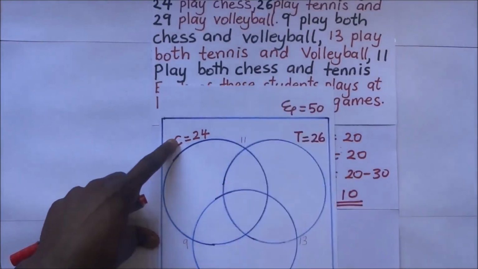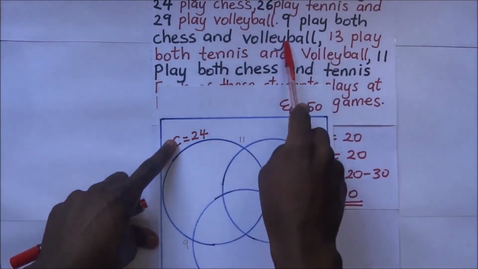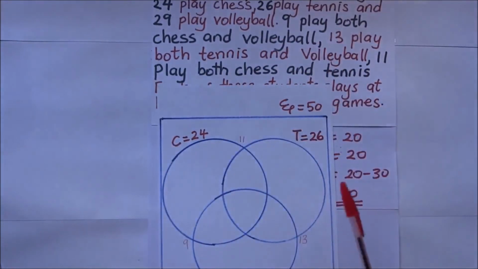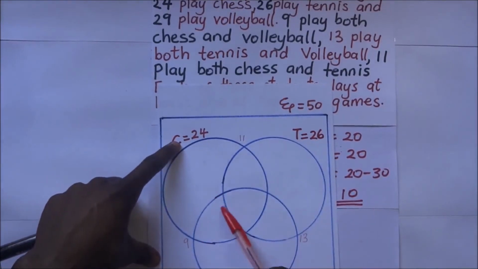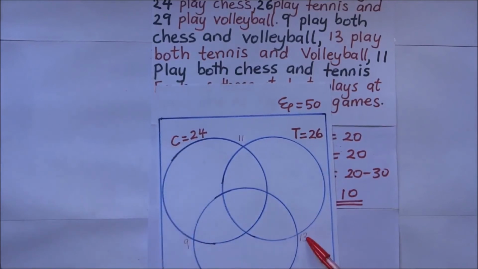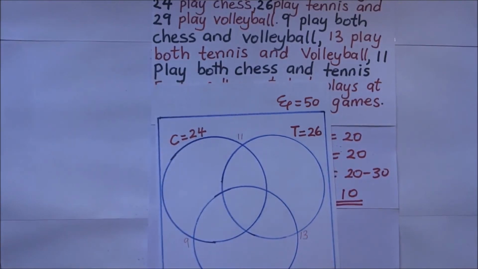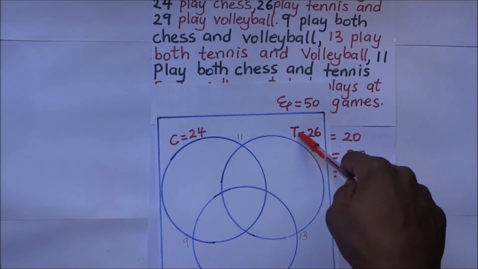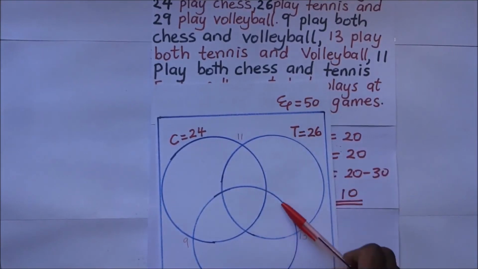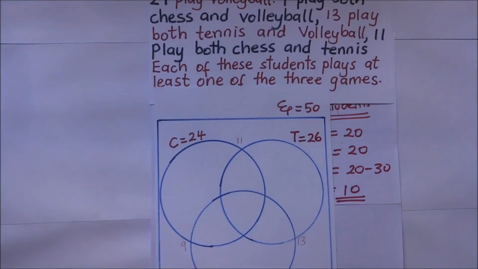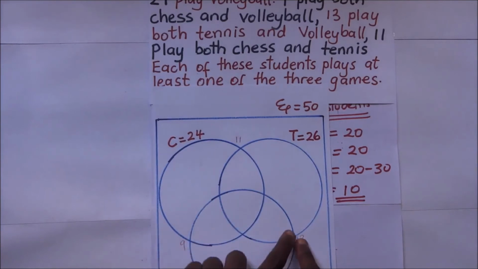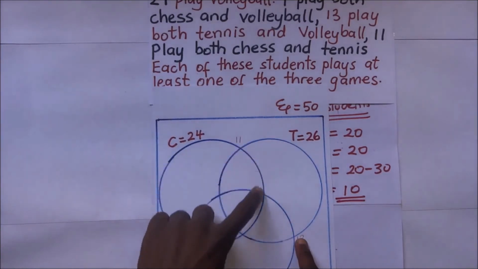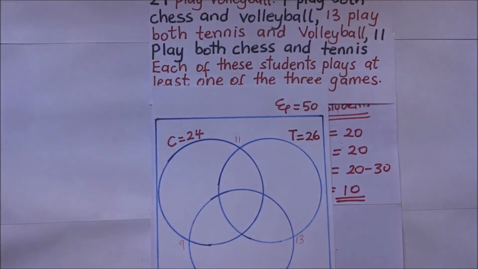Now, if the question had told us that 9 play both chess and volleyball only, it would simply mean that those who play chess and volleyball only are just this part, and we'll put them there. If they said those 13 play both volleyball and tennis only, that word only, it would mean that this 13 is supposed to be put here. Now, since we know that this 9 represents everything inside here, this 13 represents everything here, and this 11 represents everything in the intersection here, we need to feed these figures in.